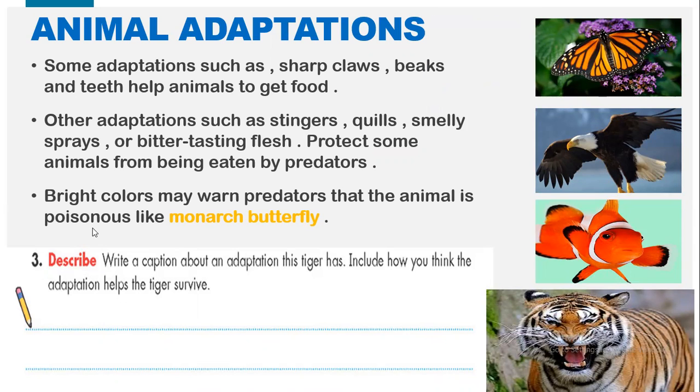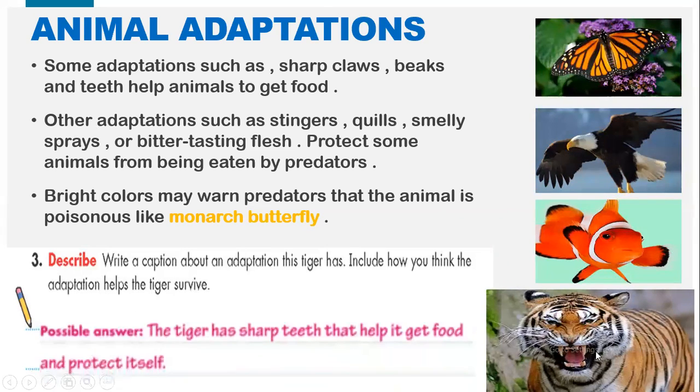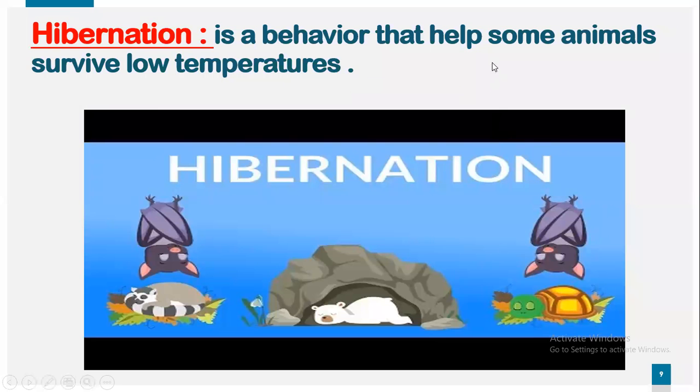We have a question here. Write a caption about an adaptation this tiger has, and include how you think the adaptation helped the tiger survive. It's sharp teeth, protected from being eaten and help it to get food.